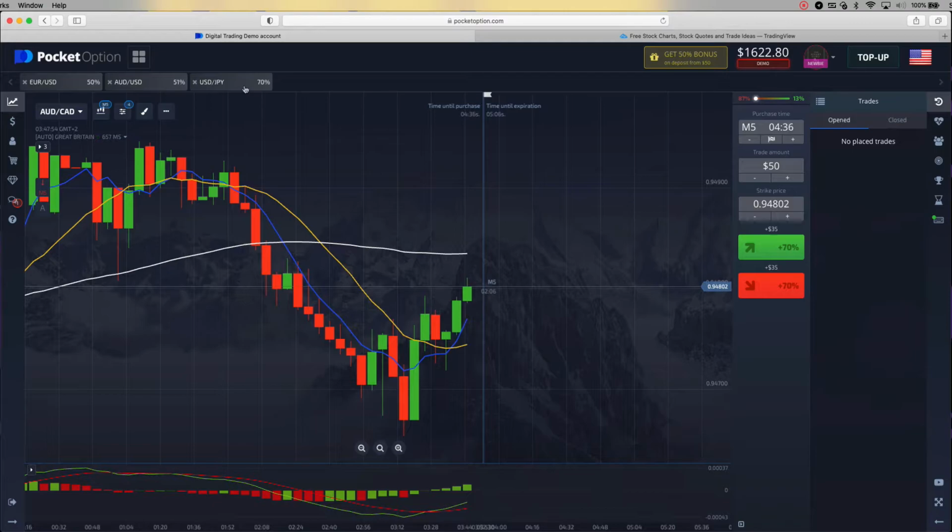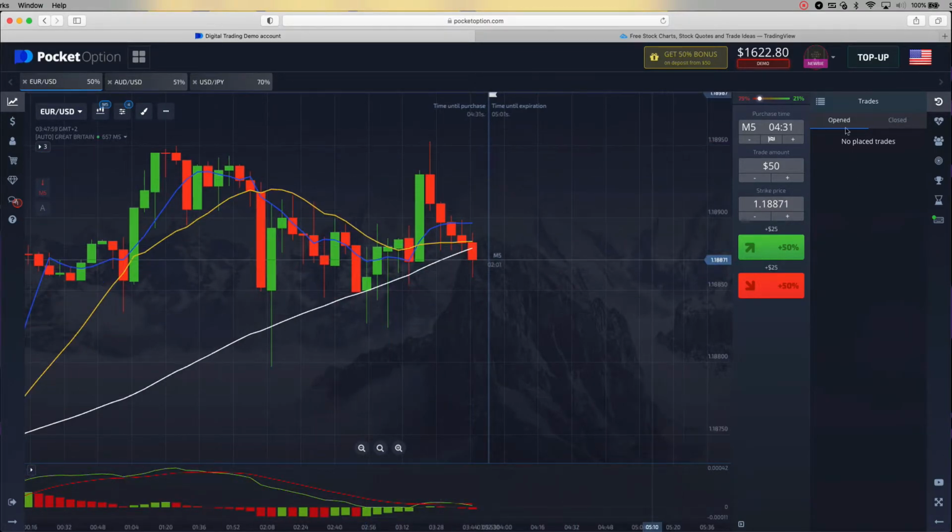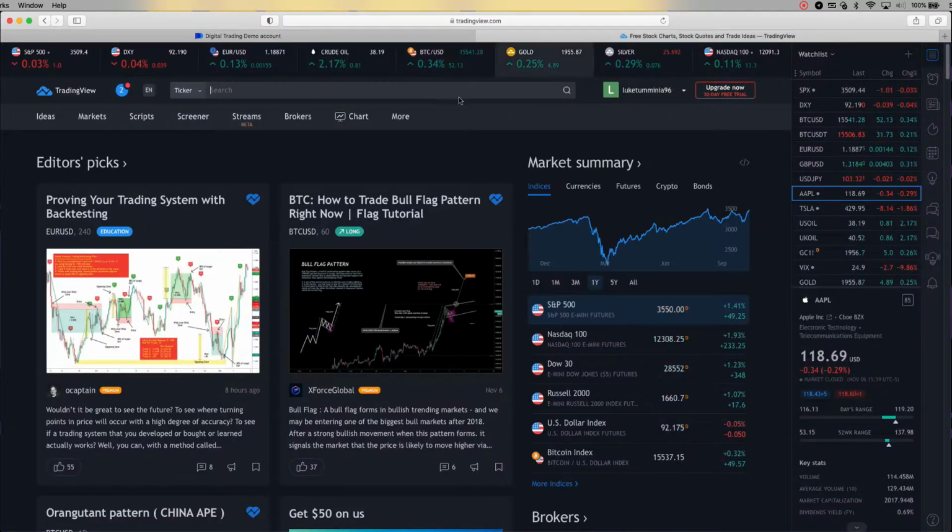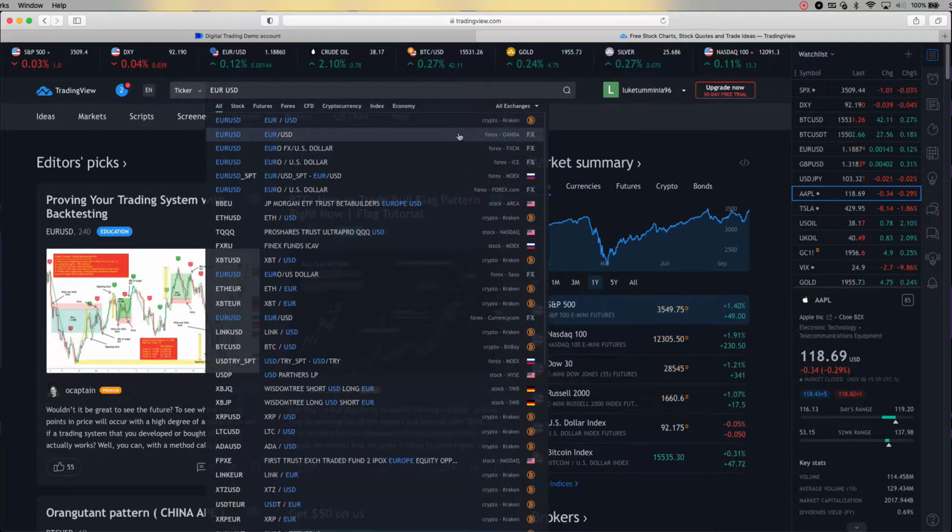So the first one is EUR/USD. Let's go in and click on that one, let it load. I'll keep my trade amount at $50. And again, I'm doing 5-minute trades. So then you want to come over here to TradingView and type in EURUSD. And you want to make sure you click on this one right here. You don't want to click on Euro FX US dollar or Euro/US dollar. Those are just different kinds of indicators. You want to strictly click on EURUSD.